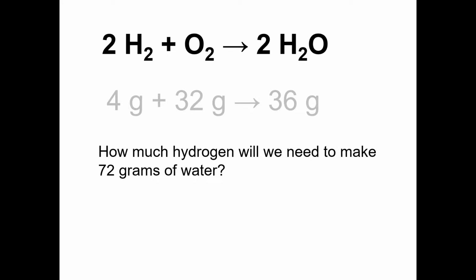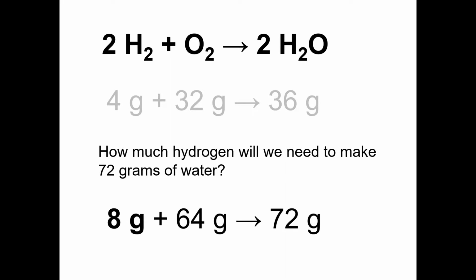Okay, hopefully you didn't find that too difficult. 72 grams, we're keeping these numbers nice and simple. The principle is important. If we want to make 72 grams, everything needs to be doubled. That 4 grams becomes 8 grams of hydrogen. Fantastic. So here we have 8 grams reacting with 64 grams of oxygen to produce 72 grams of H2O, of water.